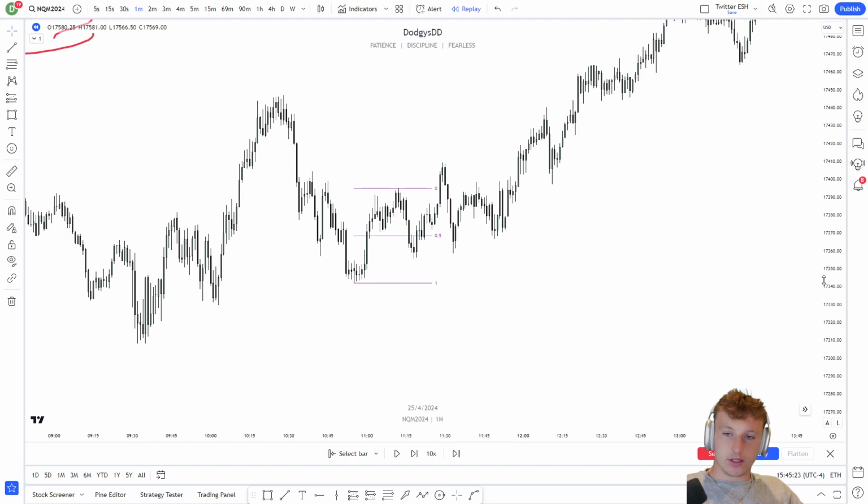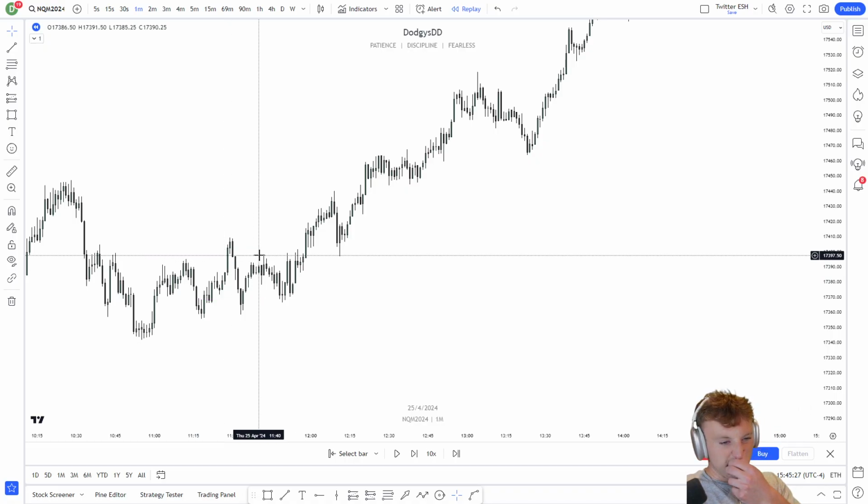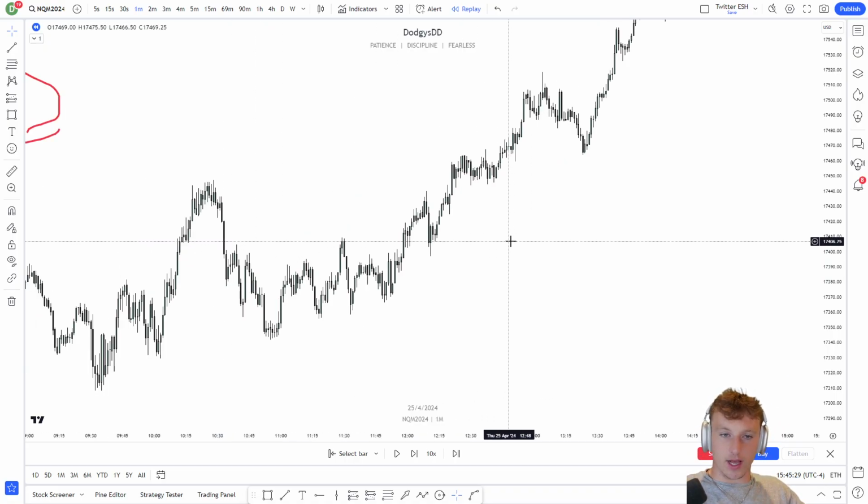So that's just to summarize discount and premium. Again, very, very useful. Will save you from bad trades, especially if you're not shorting in discount. You'll save yourself from a lot of bad trades.